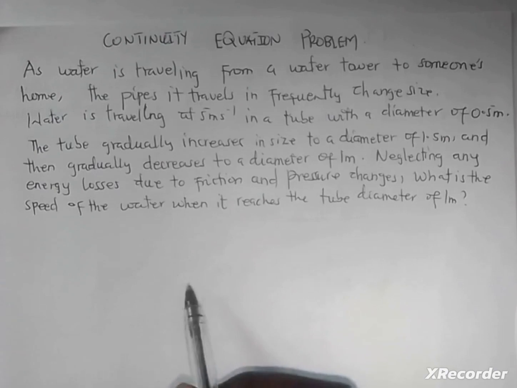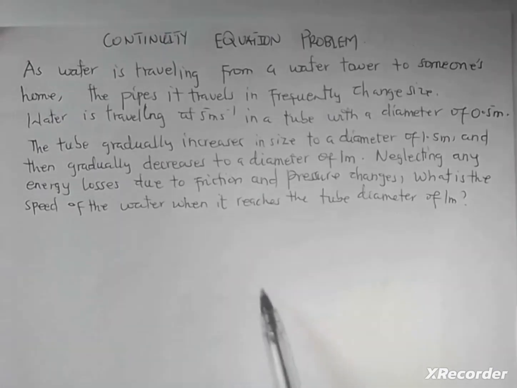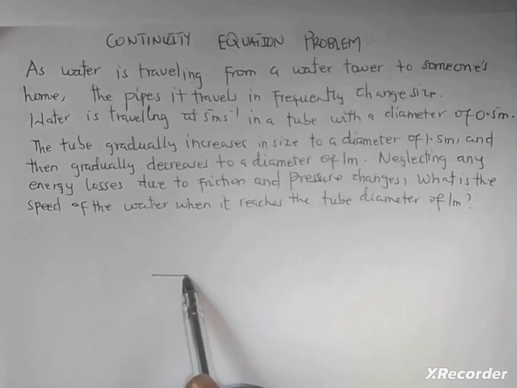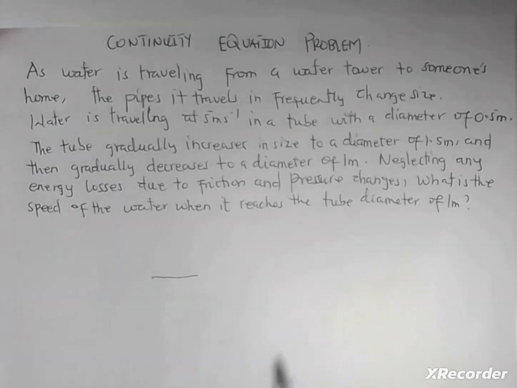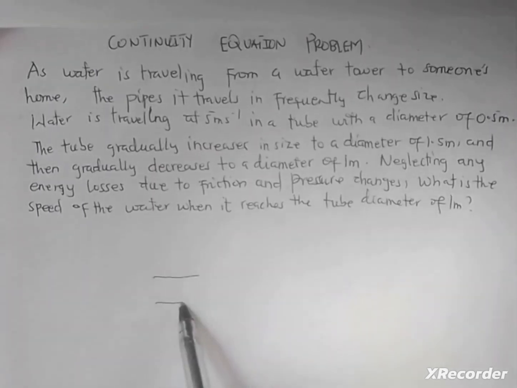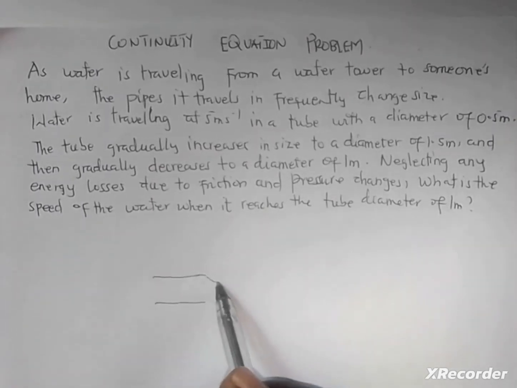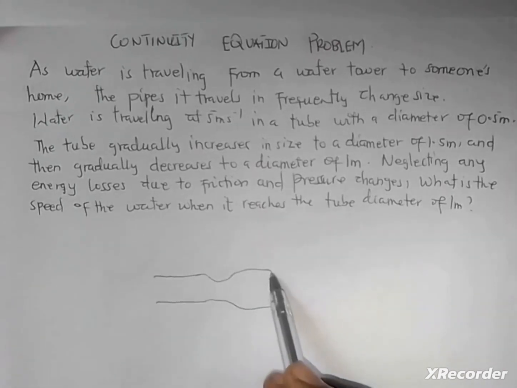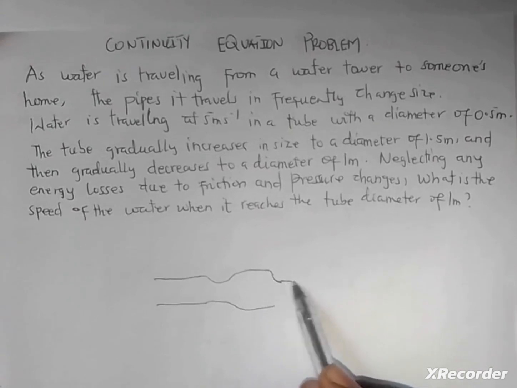So let's see. The water is traveling from a water tower to someone's home. So for this problem, we are interested in the tube. You realize that the tube is frequently changing sizes. That is, it alternates. Since it's flexible, at times it's going to be bulging out, and sometimes it's going to go inward. You're going to have some part of it increasing, then it will decrease, then increase, something like this.